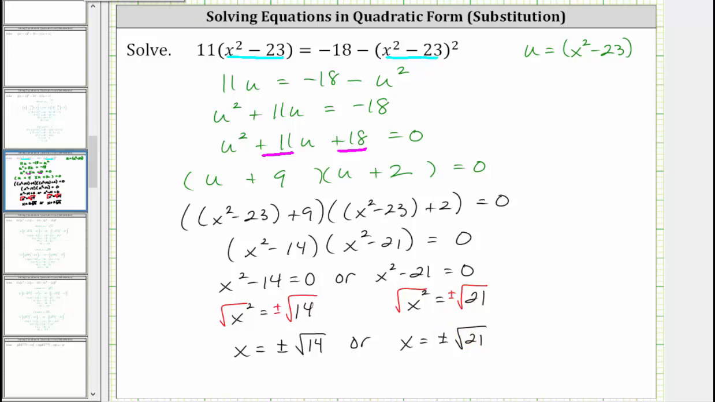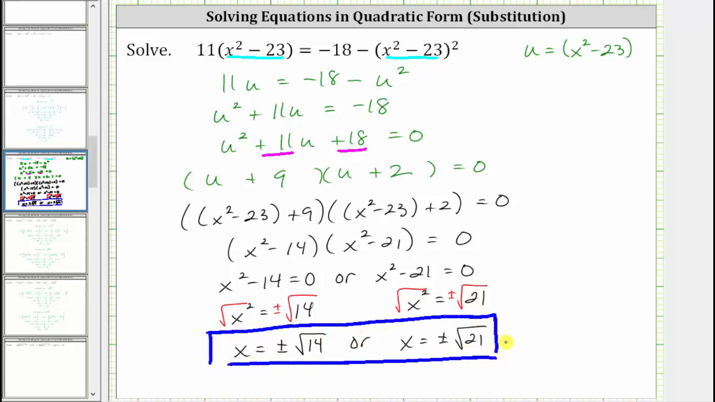And notice how we have four solutions: x equals positive or negative square root 14, or positive or negative square root 21. Before we go, let's verify these solutions actually satisfy the original equation.